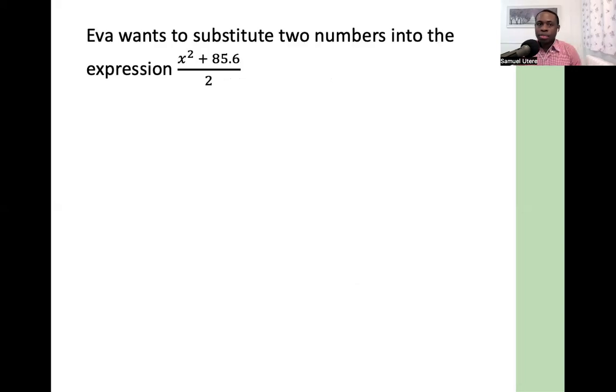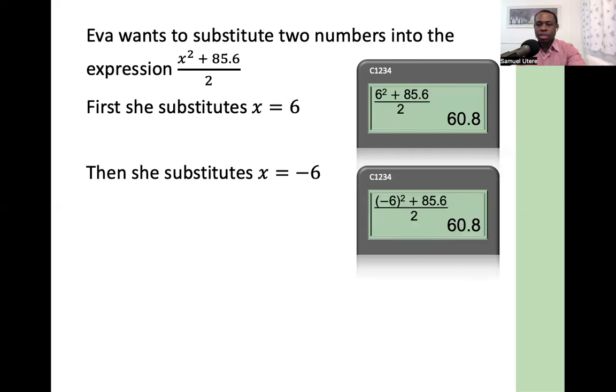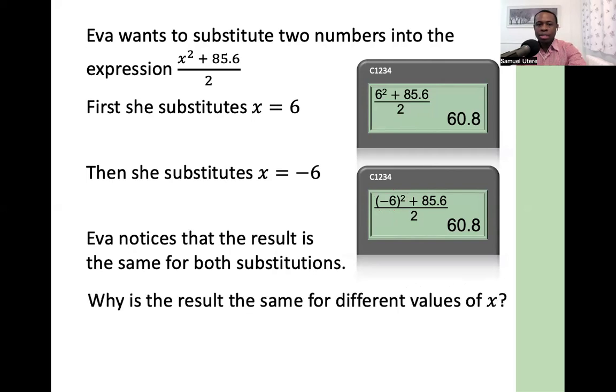Let's look at another example. Eva wants to substitute two numbers into this expression. Here is what Eva did. She substituted x equal to 6 and got 60.8. She substituted x equal to negative 6 and got the same result. Why do you think that is? Something you need to know is that negative 6 squared is the same as 6 squared. Let's check it.